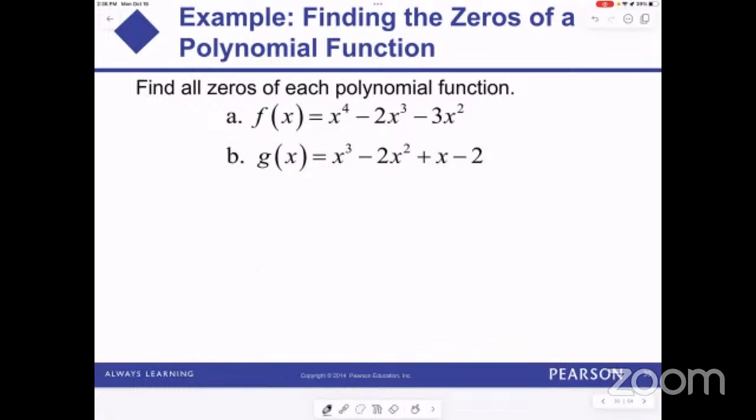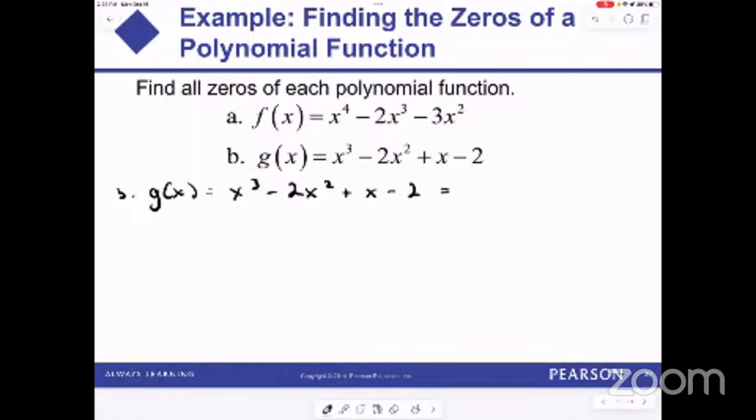So we're starting with g of x equal to x cubed minus 2x squared plus x minus 2. We're going to set this equal to 0. First we ask ourselves, is there a greatest common factor? No, there's not a factor that's common to all. So the next question is, how many terms? Do we have 2 terms, 3 terms, 4 or more terms? We have 4 terms here.